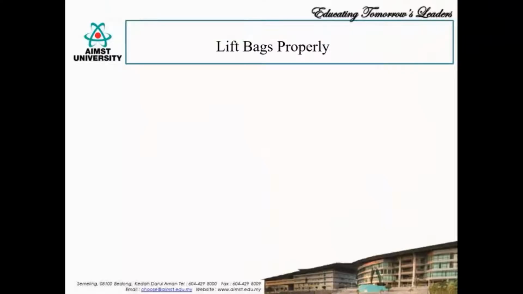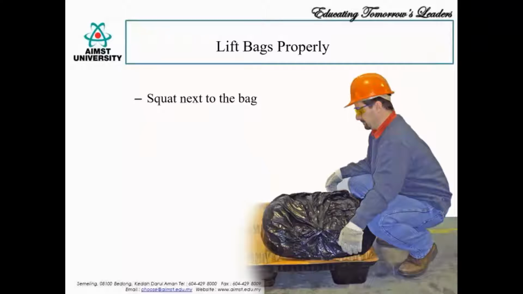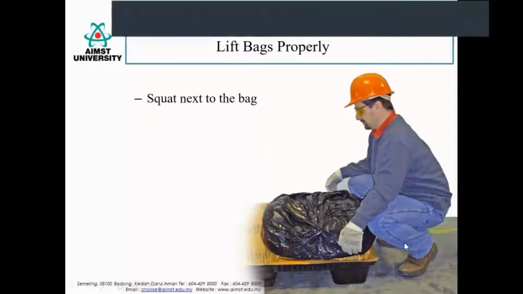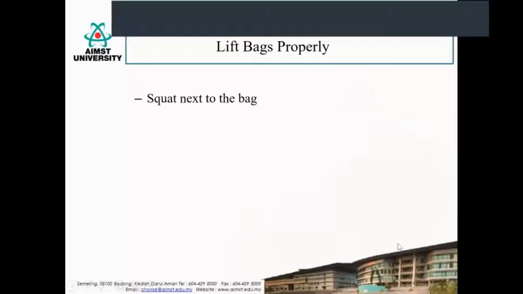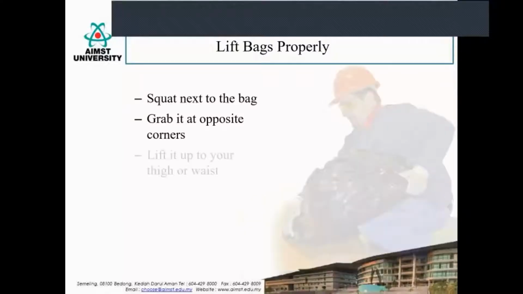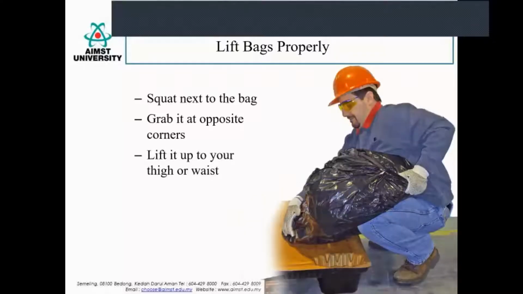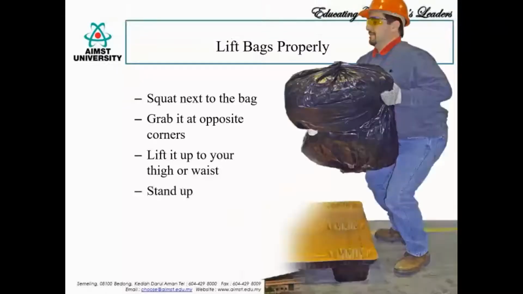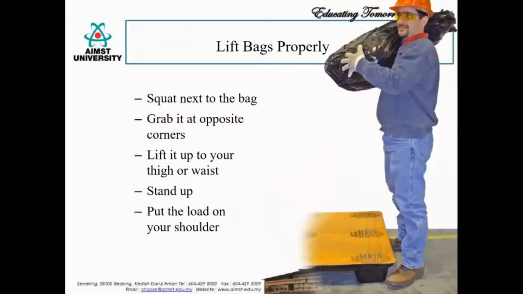Now, how to lift an irregular shaped object? So this is a method to shift the irregular shaped object. One thing is, you need to squat near the bag or any irregular object. Okay, squat near, that is, bend your knees and squat near the irregular shaped object. Then grab it at the opposite corners. So opposite corners you have to grab it. Bring it closer to the thigh or the waist level. Okay, so bring it closer to the thigh or the waist level. Then just stand up. So once you stand up, automatically the weight will be near the stomach or near the trunk. Then put the load on your shoulder and you can walk.